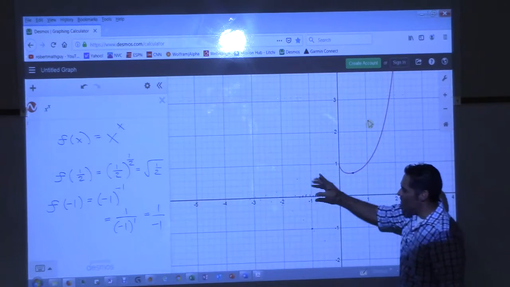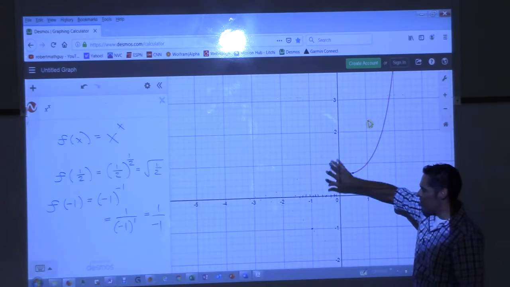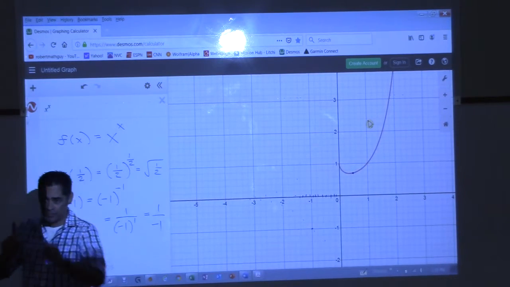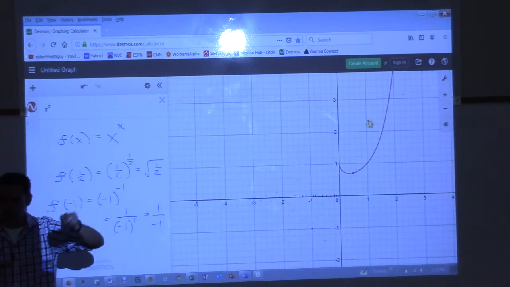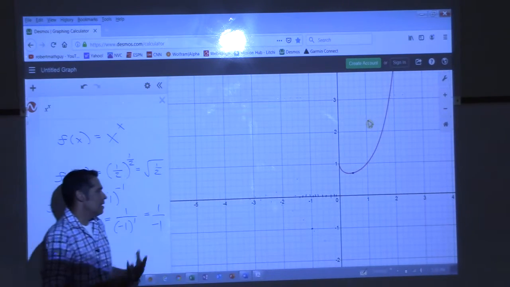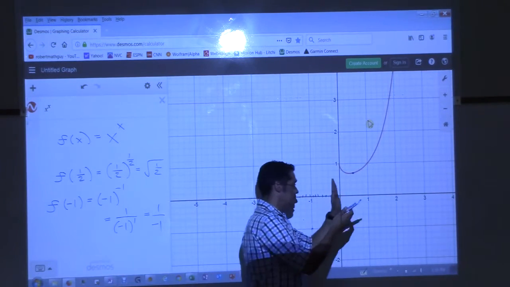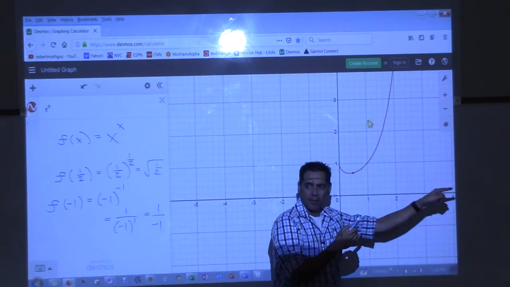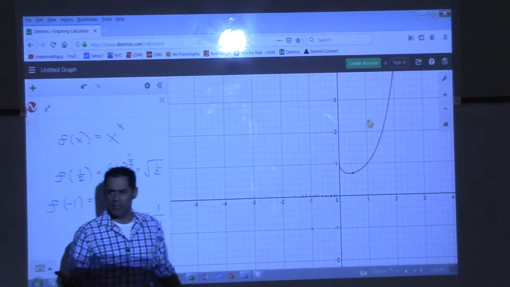So you get this thing we call a salt and pepper function. It's just sprinkled everywhere, but it's definitely not continuous. You can't draw it without picking up your pencil. And so in a class like this, we are not interested in the graph this way. We're only interested in it that way. Does that answer any questions?